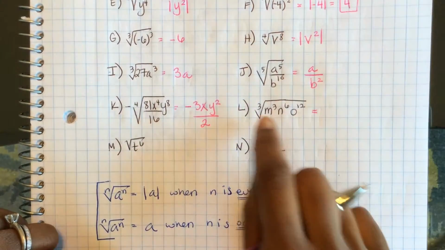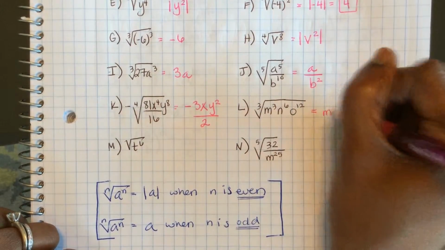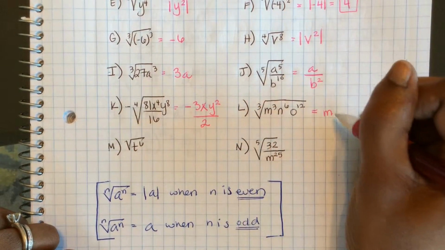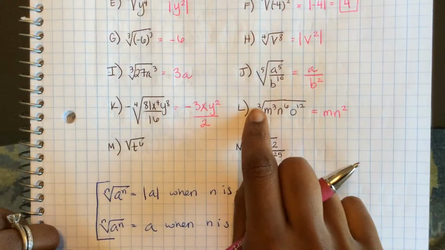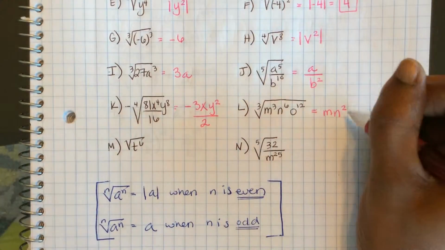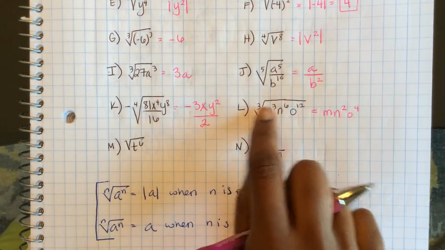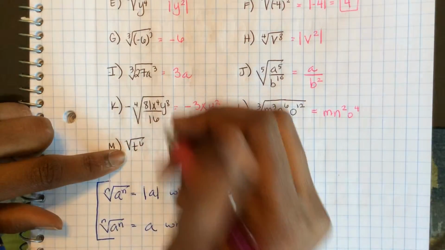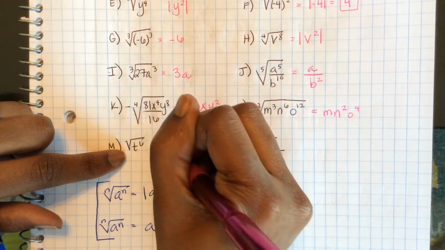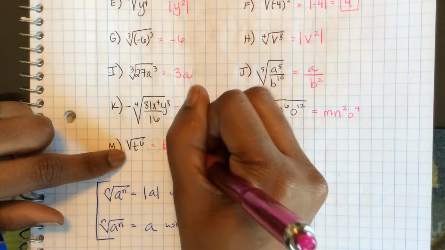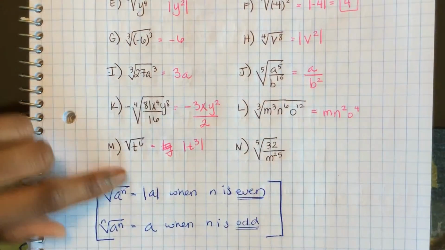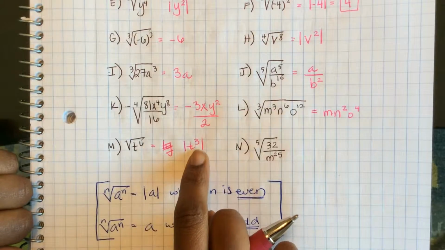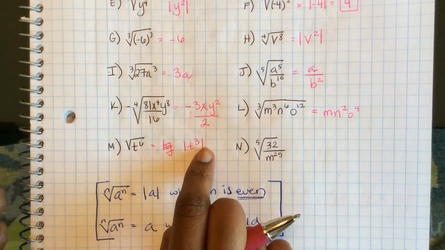All right, here we go. Cube root of m to the third is m. Cube root of n to the 6th is n squared. Cube root of o to the 12th is o to the 4th. I'm dividing in. Here, the square root of t to the 6th is going to be the absolute value. Ooh, why am I putting y? The absolute value of t to the third. Because t to the third could be positive or negative, so that's why it's so important to put the absolute value on that one.